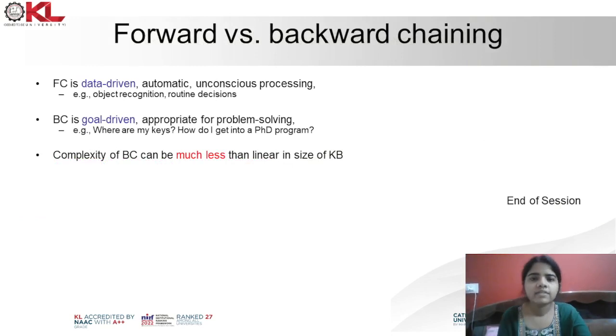When we look into next, forward versus backward chaining. Forward chaining is a data driven, automatic, unconscious process. Example, object recognition, routine decisions. Backward chaining is goal driven, appropriate for problem solving. Example, where are my keys? How do I get into a PhD program? The complexity of backward chaining can be much less than linear in the size of the KB.